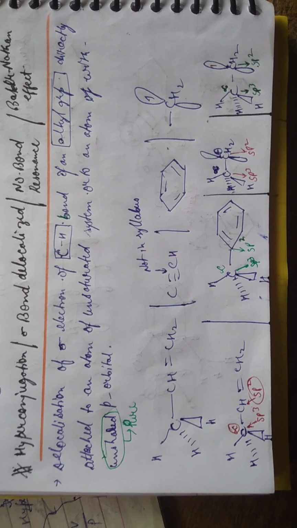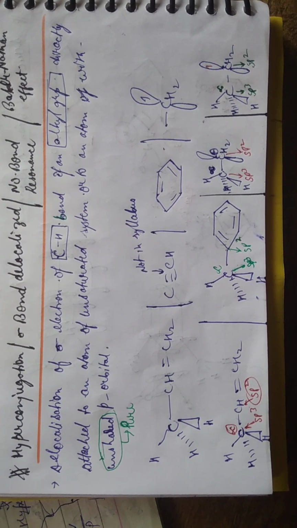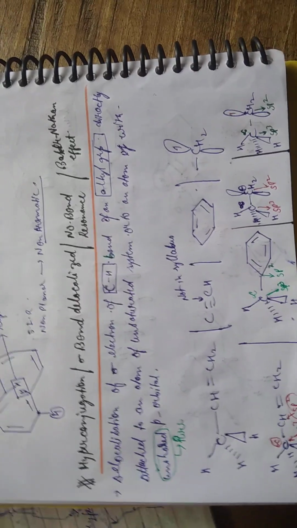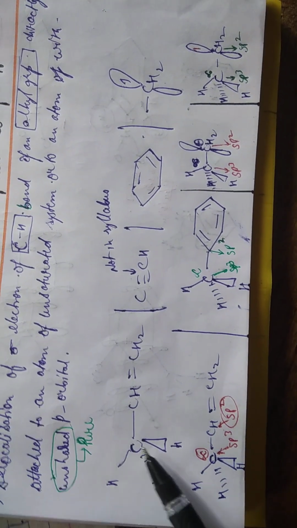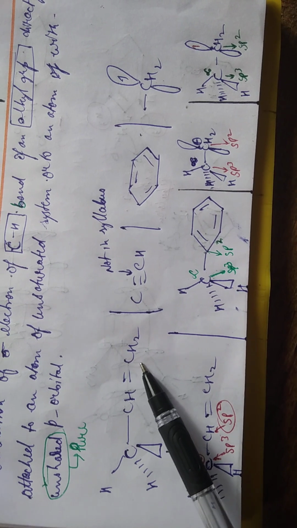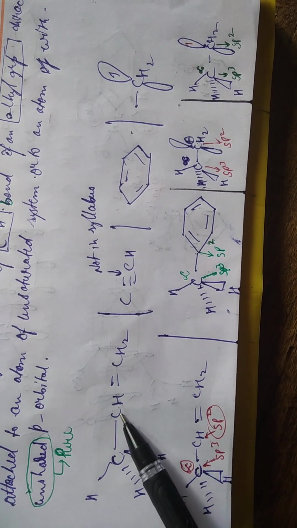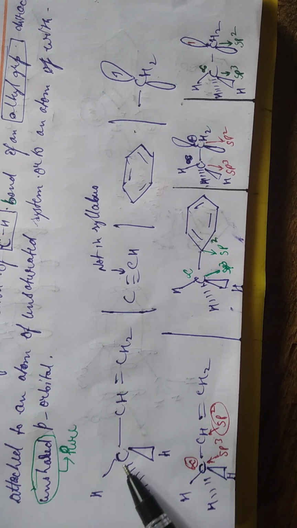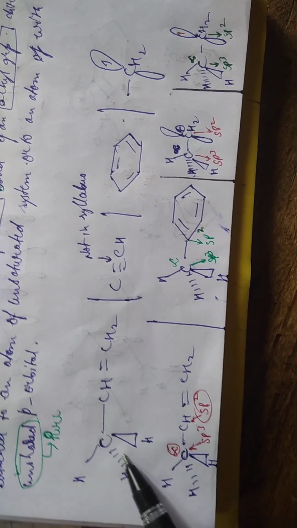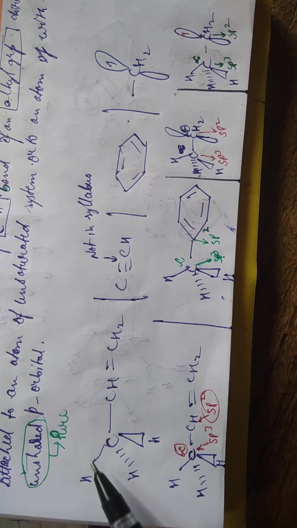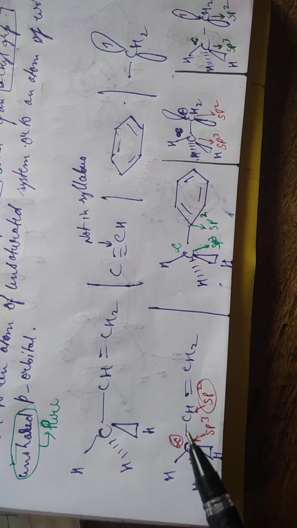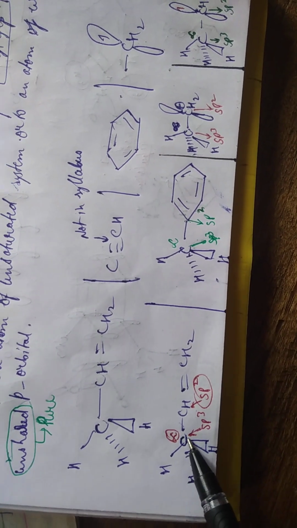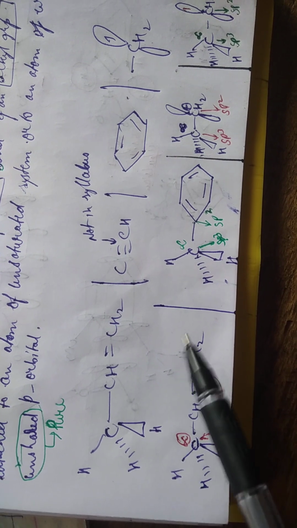So you can see the examples down here. This is an sp2 carbon. Adjacent to that there is a carbon, and the hydrogens attached to that carbon are called alpha hydrogens. Similarly, see here, sp2 and this is alpha hydrogen.